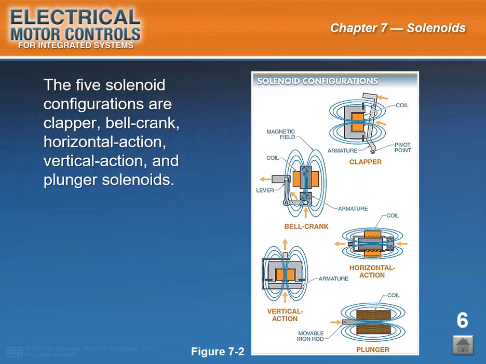The 5 solenoid configurations are clapper, bell crank, horizontal action, vertical action, and plunger solenoids. See Figure 7-2. Solenoids are configured in various ways for different applications and operating characteristics.